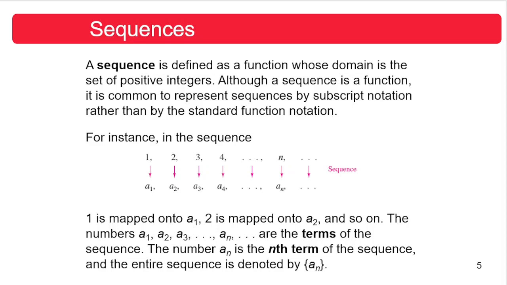As you can see, 1 here is mapped onto a sub 1, 2 is mapped onto a sub 2, and so on and so forth. So the numbers a sub 1, a sub 2, and so on up to a sub n, up to infinity, these are the terms of the sequence. The number a sub n is called the nth term of the sequence, and the entire sequence is denoted by the set containing the elements denoted by a sub n.